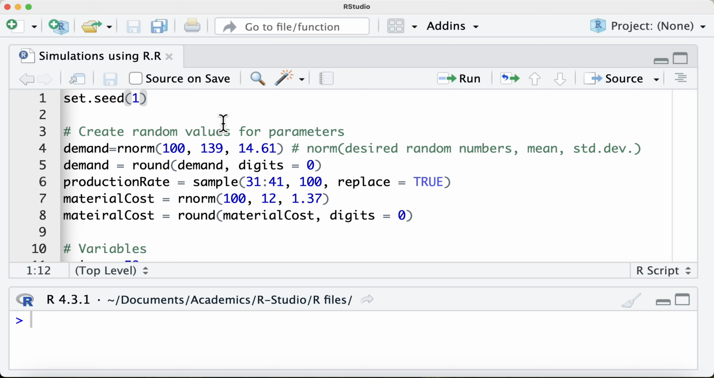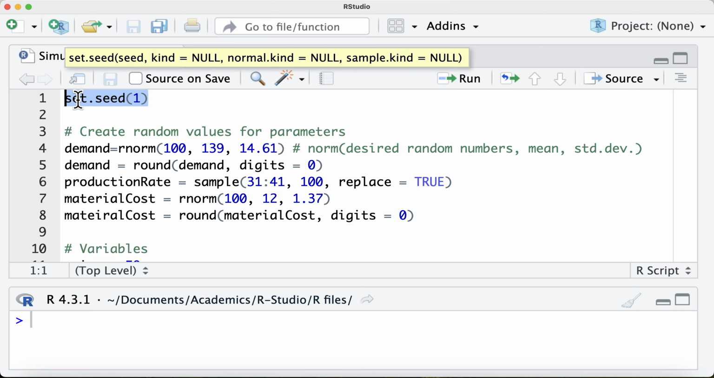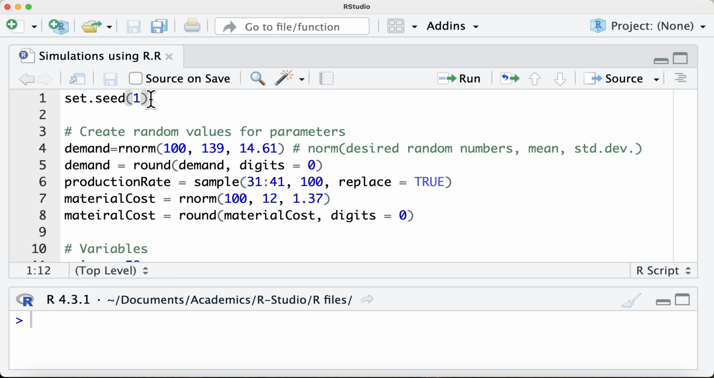This is RStudio. And the first step to simulation is this code, that's set.seed, 1 in parentheses. We use this code to get consistent results. I will explain this in a few minutes. The next step is to create random values for those parameters.